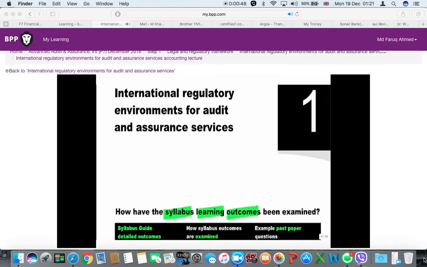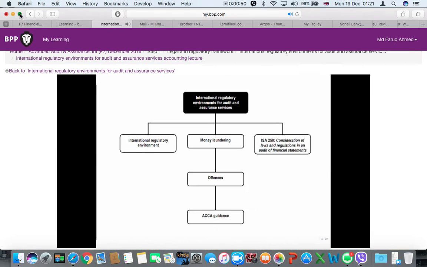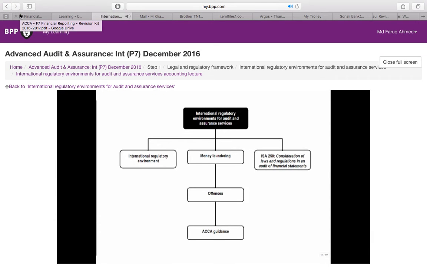Let's have a think about how the chapter's organised, and we'll have a look at the overview diagram. So as I mentioned in the introduction to this particular chapter, we're going to look at three main areas. Given that our focus is on regulatory environments for audit and assurance services, we're going to focus especially on the fact that there are international elements and flavours to this. As far as the major elements of regulation is concerned, though, moving across to the right-hand side, we'll have a look at our first introduction to an ISA, which is ISA 250. This is the consideration of laws and regulations in an audit of financial statements.